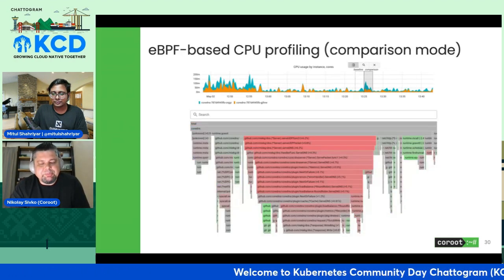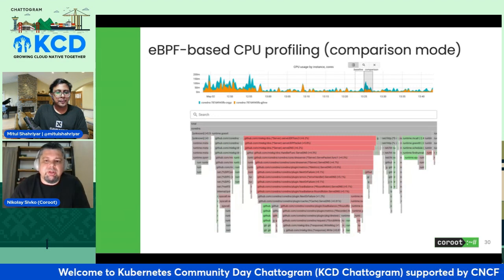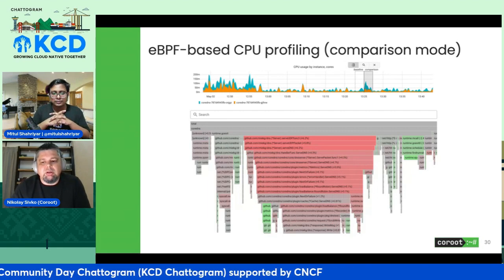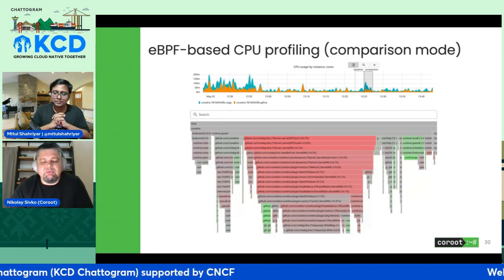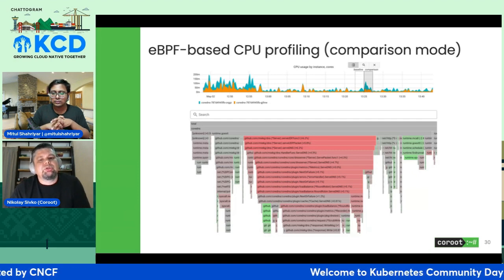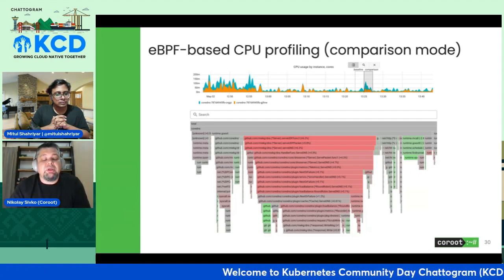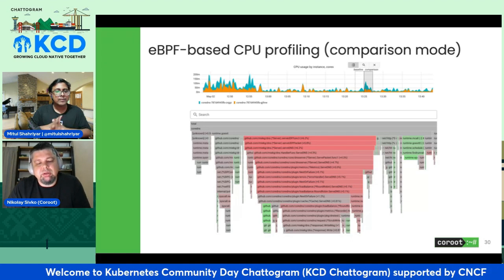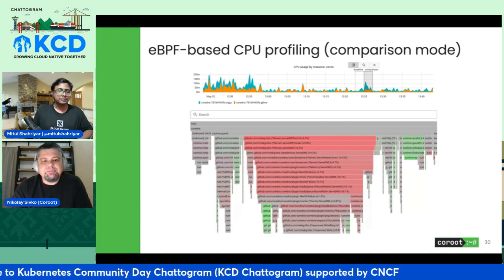Also, you can compare the flame graph of some anomaly with the flame graph, for example, 5 minutes before the anomaly, and see the difference. It's really useful when you see some CPU anomaly, you can explain it and see what happened there.